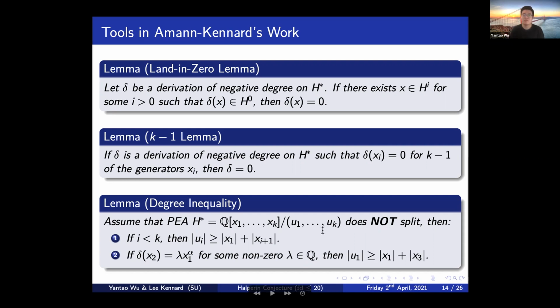I will not give a proof of the degree inequality, but I can explain it in one simple case. If we do not have this property for i equal to 1, so if we assume that the degree of U1 is smaller than the degree of x1 plus the degree of x2, then for degree reasons, we can check that U1 itself must be a polynomial that only depends on x1. This contradicts what we said, that they do not split. So that's why we have this inequality.